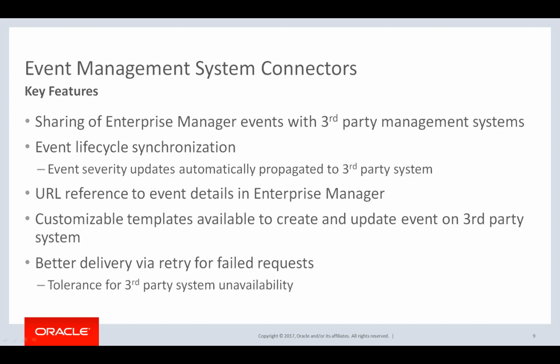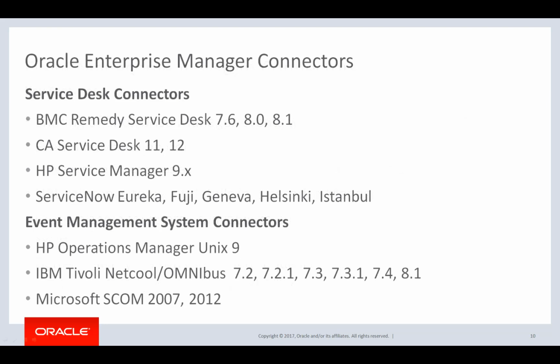As mentioned previously, all of EM's connectors have a retry feature. This feature ensures delivery via retry for failed requests, which allows for tolerance from third-party system unavailability. This is an overview of all the connectors available from Enterprise Manager and the third-party vendor versions supported. As always, please check the Enterprise Manager documentation for updates on the latest releases supported. The documentation link will be provided at a later slide.